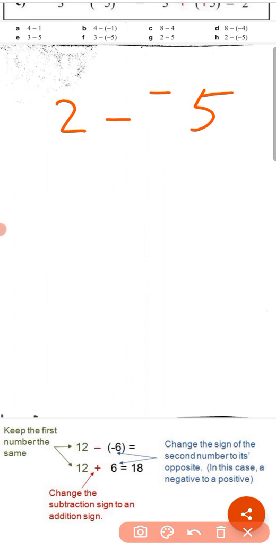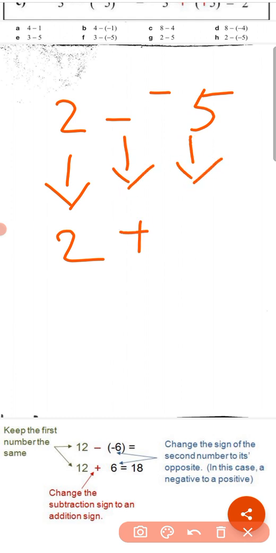Next is 2 minus negative 5. Write 2 first. Then change subtraction into addition. Then change the sign of negative 5, that is positive 5. 2 plus 5 is 7.